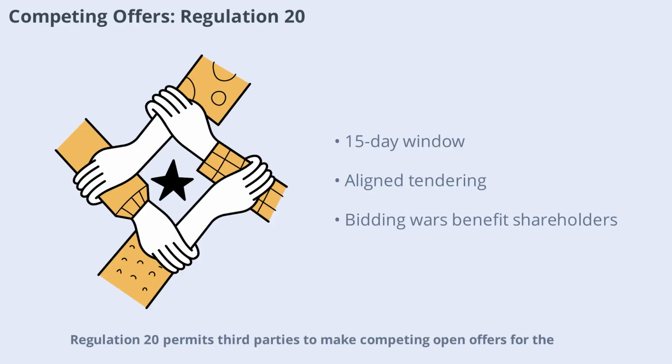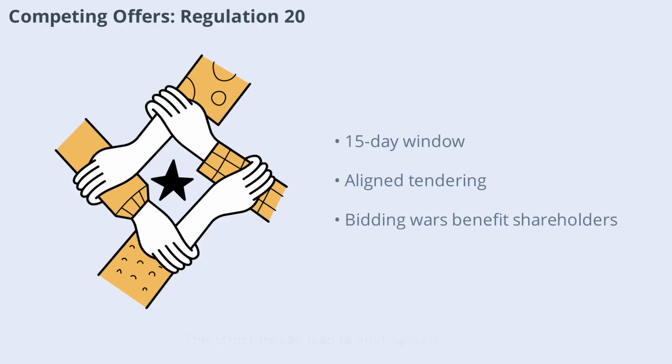Regulation 20 permits third parties to make competing open offers for the same target within 15 working days of the original detailed public statement. Both offers remain open, and their tendering periods are aligned so shareholders can compare them directly. This structure can lead to bidding wars, benefiting public shareholders by driving up the offer price.